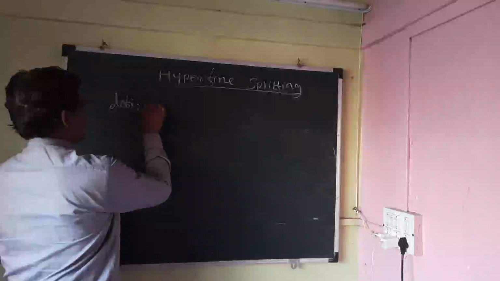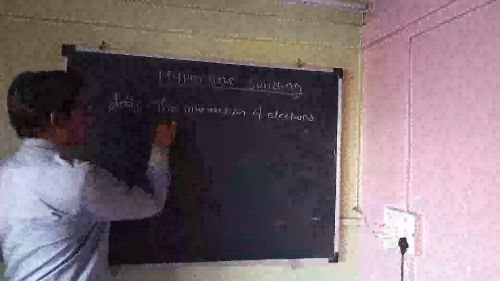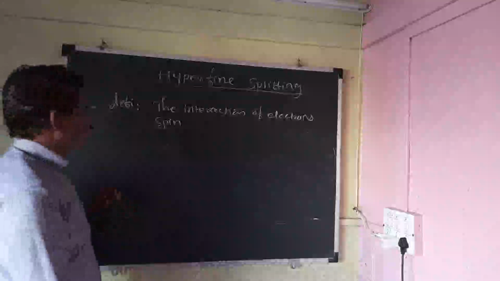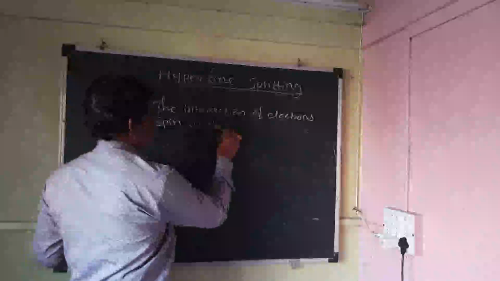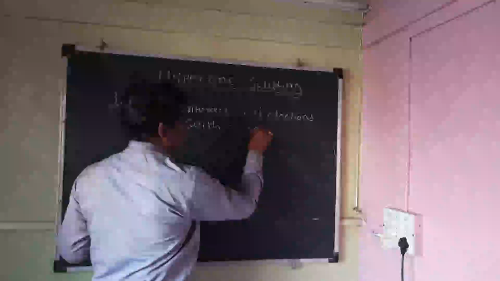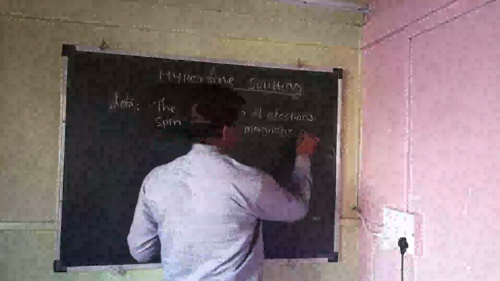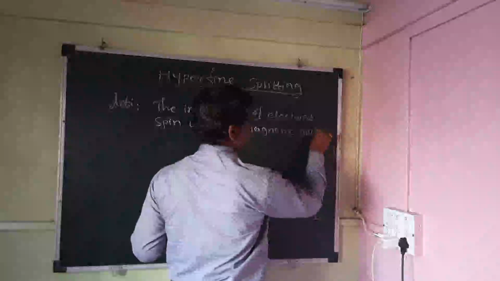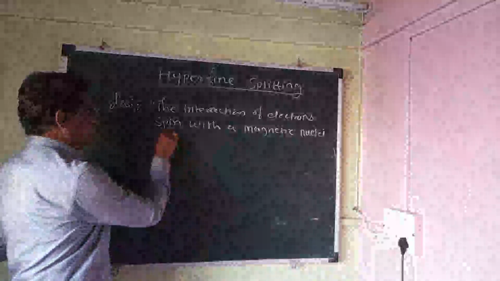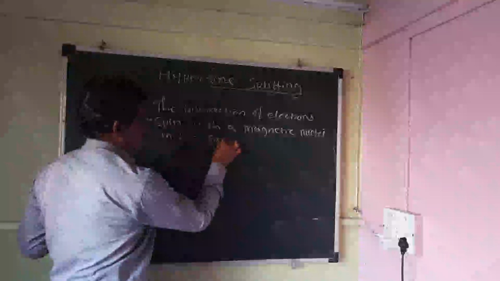Definition: the interaction of electrons, or electron spin, with magnetic nuclei in the sample.